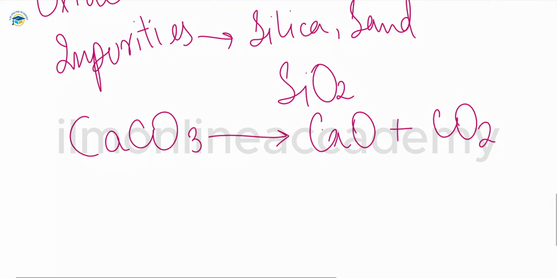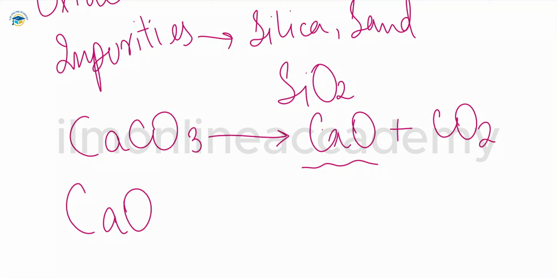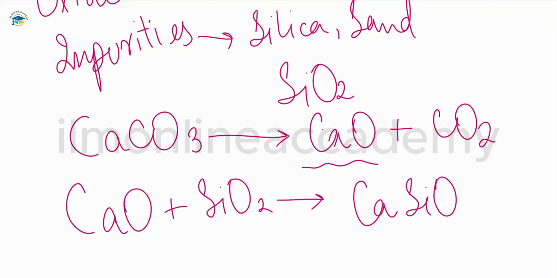But calcium oxide, the lime or quicklime that is produced here, then reacts with the silica to form calcium silicate slag. CaO plus silicon dioxide reacts, and they form calcium silicate like this. This calcium silicate is known as molten slag, and the lime reacts with this just for removing the impurities from the blast furnace.